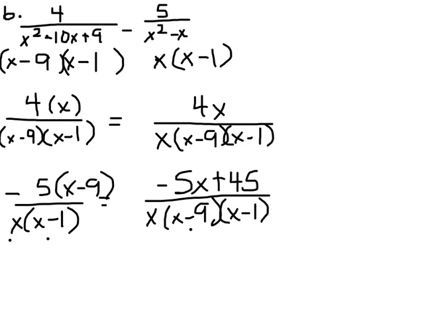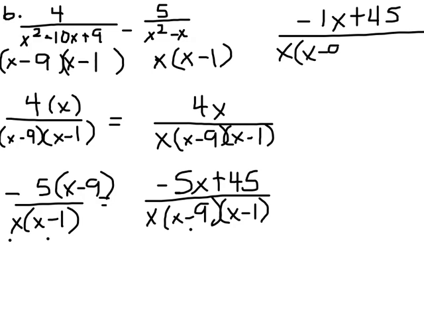Now, can I combine? Yes, I can. Negative 5x plus 4x gives me negative 1x plus 45, all over our common denominator of x minus 9, and x minus 1.